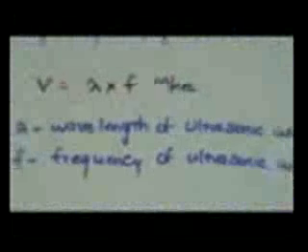So next one is ultrasonic interferometer. The aim of this experiment is to measure the velocity of ultrasonic wave in a given liquid. Apparatus: high frequency generator and measuring cell. And this is the formula: V is equal to lambda into F meters per second, where lambda is the wavelength of ultrasonic wave and F is the frequency of ultrasonic wave.